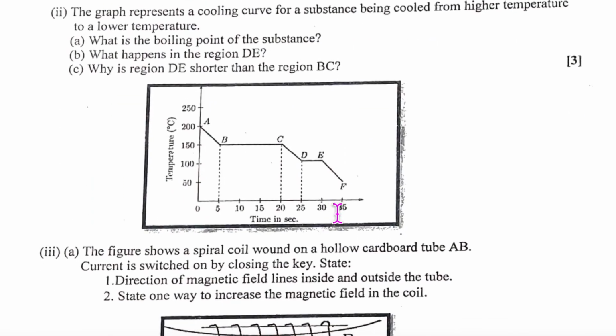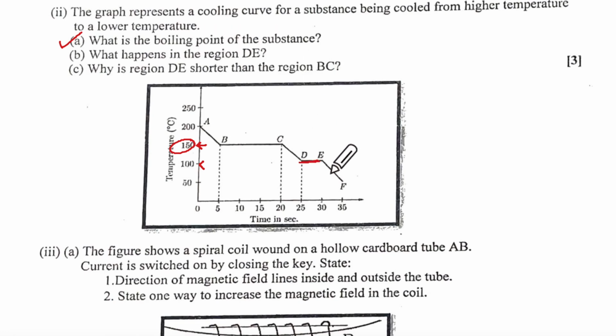Now this was pretty simple. Let us just do this mentally. What is the boiling point of the substance? Now this is vapor, this is liquid, and this is solid. So this is the melting point, then liquid, and this is the boiling point. Correct? So BC boiling point is how much? 150 degrees C.